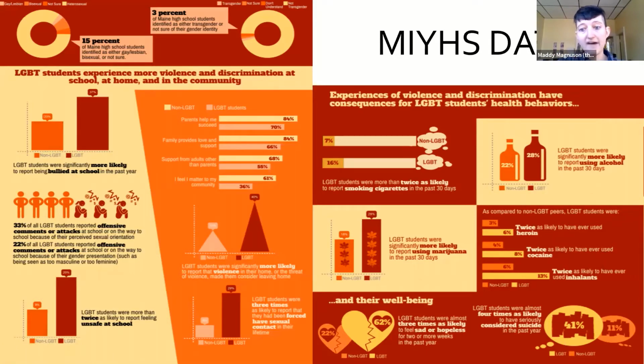Twice as likely to have ever used heroin, twice as likely to have ever used cocaine, and twice as likely to have ever used inhalants. And suicide risk, again, is significantly higher than their heterosexual peers. It's hard to look at this data, but the good news is there are things that educators and staff and students can do to increase the health outcomes for LGBT students and decrease violence.